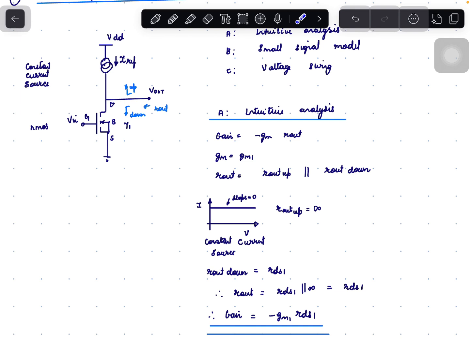Rout down is nothing but the output resistance of T1 seen from the drain, which will be equal to RDS1. So Rout will be equal to RDS1 parallel to infinity, which will be equal to RDS1. So the gain of the circuit is given by minus Gm1 times RDS1.